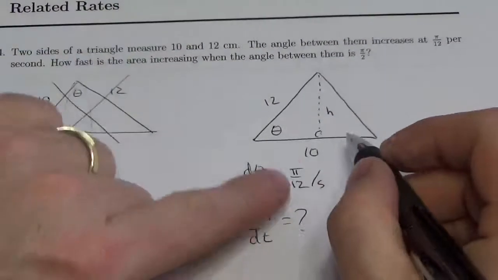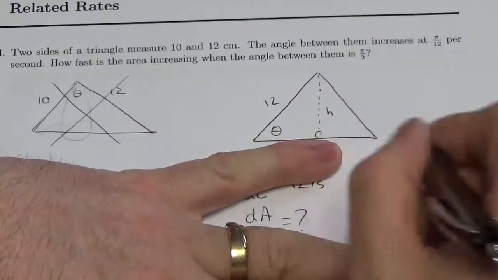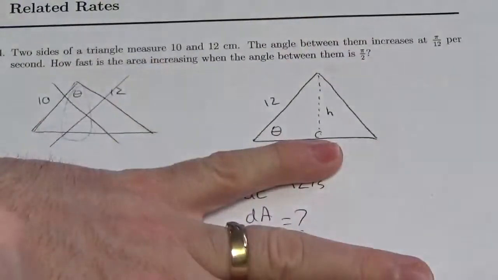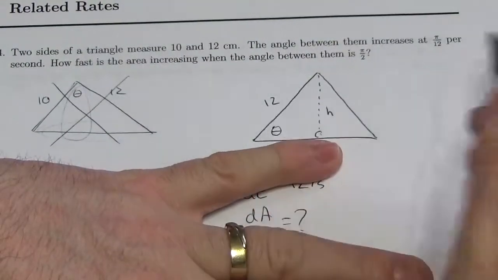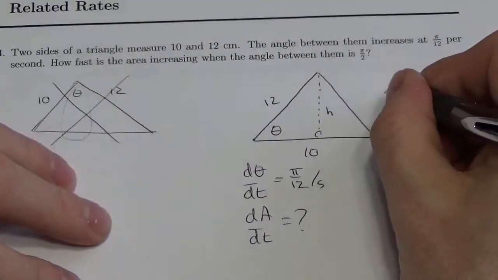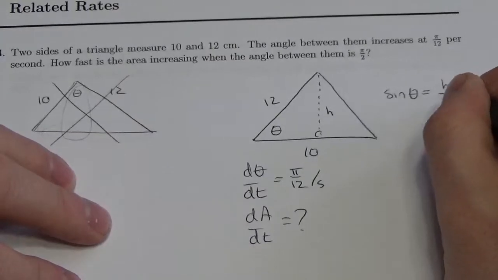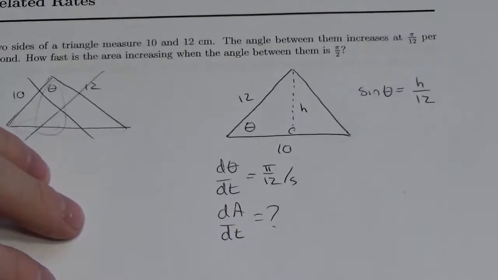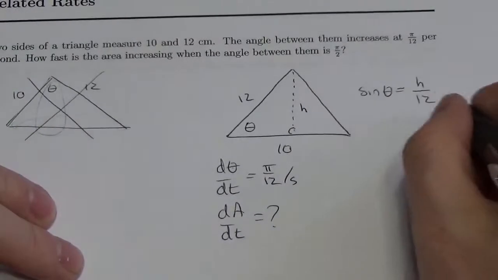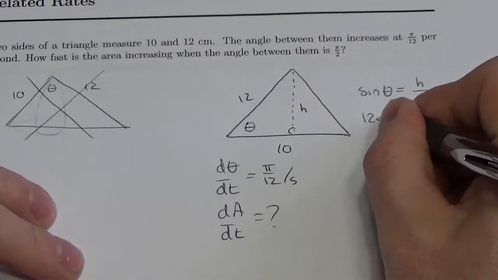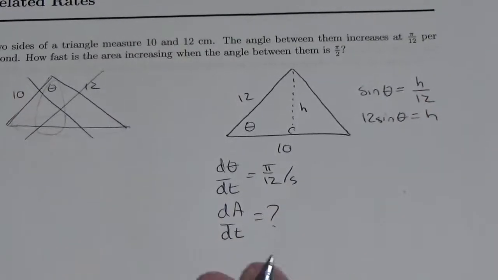So let's take a look at this. Well, 10 is not going to help me because 10 is the length of the entire base there, and in this right angle triangle, that's just not applicable. So I've got theta here, h is my opposite, 12 is the hypotenuse, so that is going to be sine. The sine of theta is going to be h over 12. Wonderful. So now I know that h is going to be 12 sine of theta.